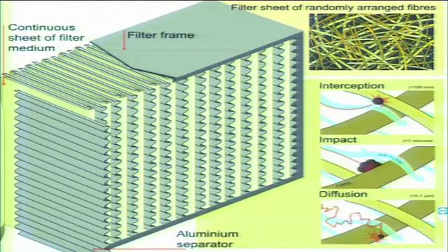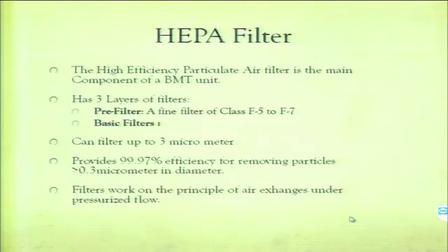These filters have multi-layered filters where they form a kind of web of randomly arranged fibers which withhold the particles through interception, impaction, and diffusion as per the size. Particles of 0.1 micron or less are withheld because of diffusion, and that adds to the efficiency of these filters. As we know, they are high efficiency particulate air filters, and this is the main component of the BMT unit.